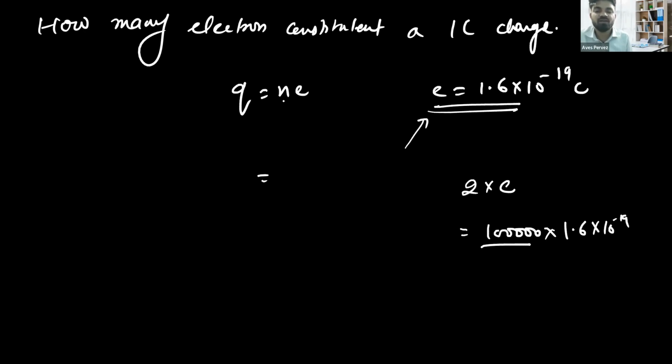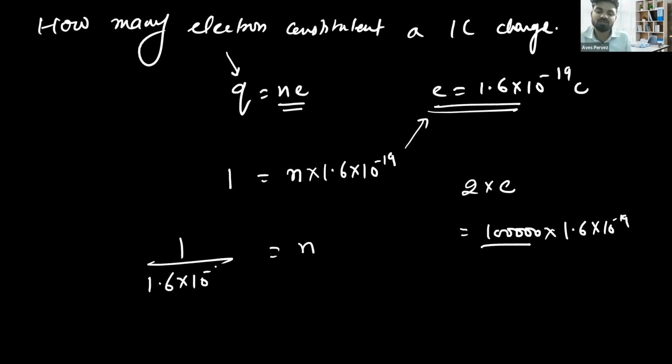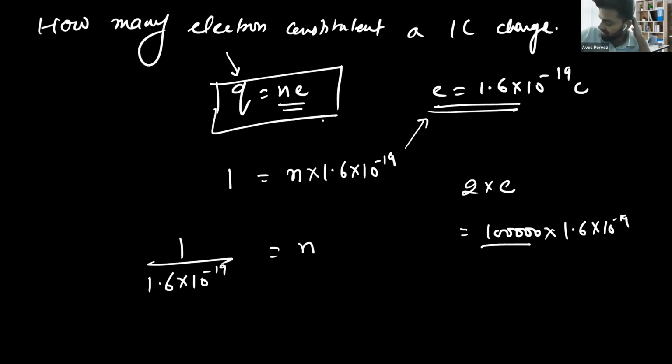Similarly, if I'm asking how many electrons will constitute 1 coulomb charge, you don't know the number, so write N here, and the charge of an electron is 1.6 into 10 to the power minus 19, and the total charge is 1. So the number of electrons here will be 1 upon 1.6 into 10 to the power minus 19. Please calculate the value of N, the number of electrons that constitute 1 coulomb charge. You understood this formula? Q is equal to N into E. Yes, sir. Okay, note it down.